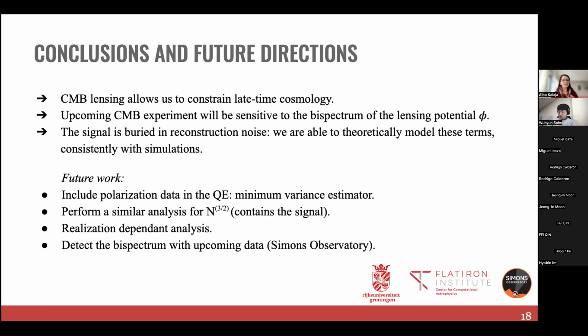And finally, the last step, once we have built this pipeline, is to detect the bispectrum with upcoming data. In our case, a goal would be Simons Observatory, because we expect a detection at 5 sigma. And so it would be very interesting to do that. But obviously, we also look at other experiments, as for example, CMB-S4, which might yield a higher statistically significant detection.